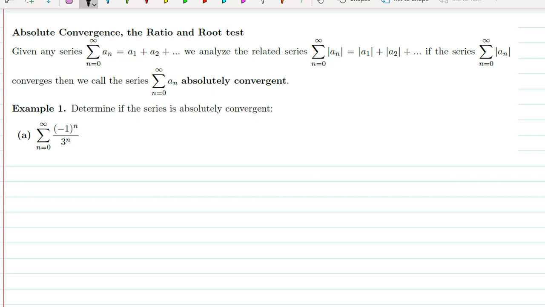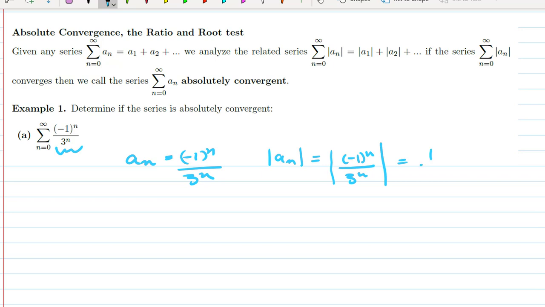So determine if the series is absolutely convergent. We look at our a sub n, which in this case is negative 1 to the n all over 3 to the n. Then the absolute value of a sub n is the absolute value of negative 1 to the n over 3 to the n, which is just 1 over 3 to the n.